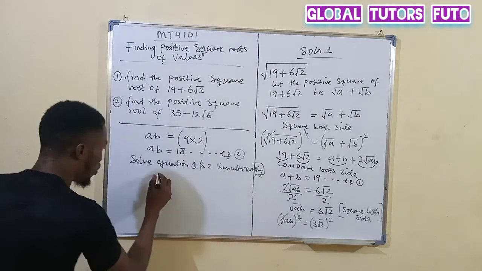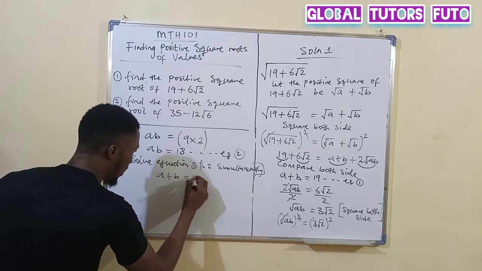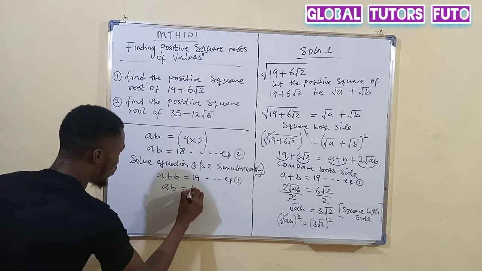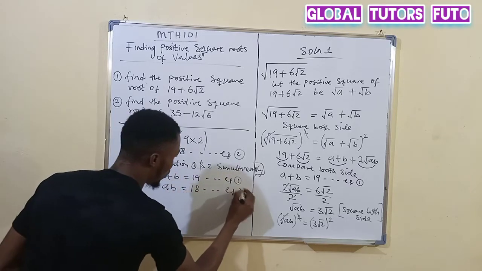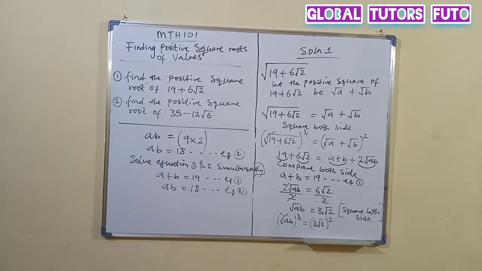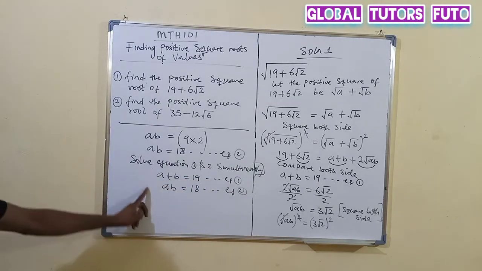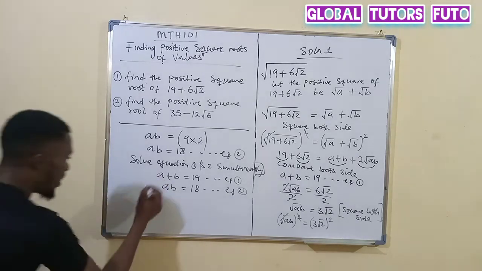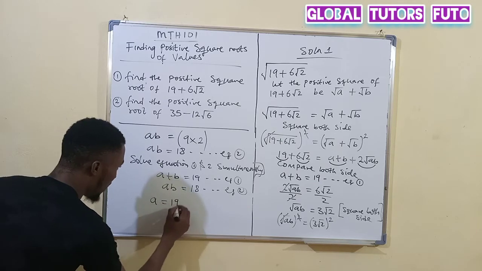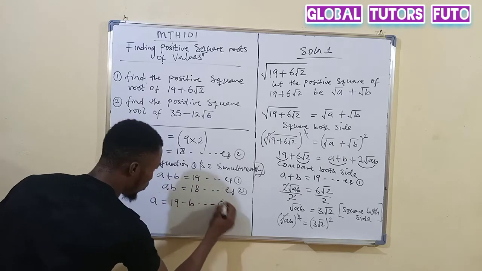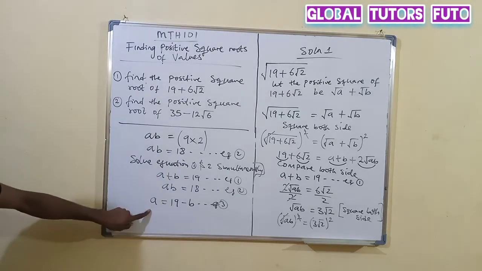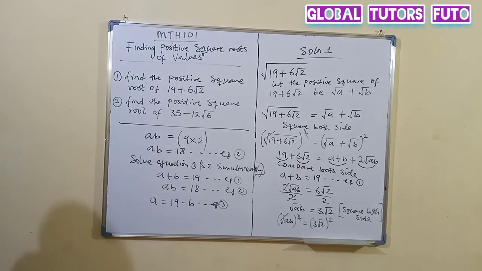So what is our equation 1? a plus b is equal to 19. This is equation 1. What is equation 2? ab is equal to 18. This is equation 2. So from equation 1 you can make a subject of formula. This is simultaneous equation in secondary school, so we can make a subject of formula. So making a the subject, we have that a will be equal to 19 minus b. You can call this equation 3.